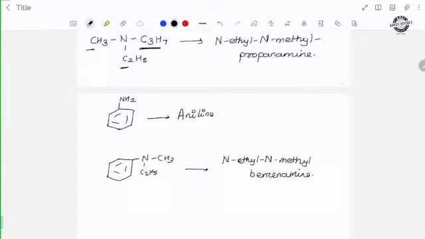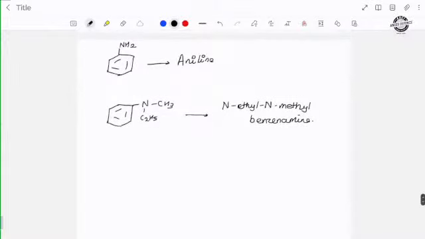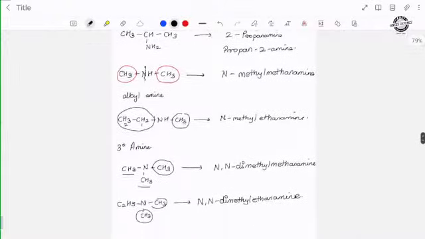Common name is different. Common name is aniline. In PYQs, or even in the NEET exam, they won't say benzenamine, they'll say aniline. But what if this year they change aniline to benzenamine? So you just don't have to get confused. Okay, fine. So these were some common examples which we did.